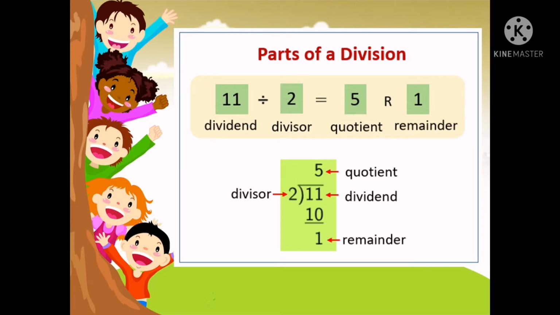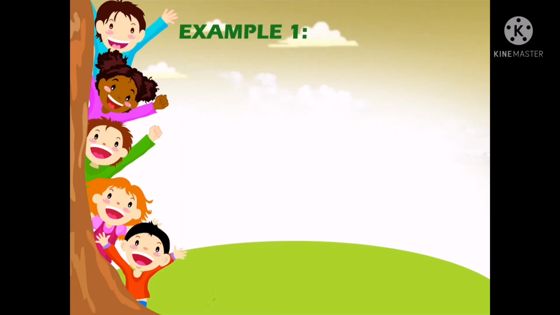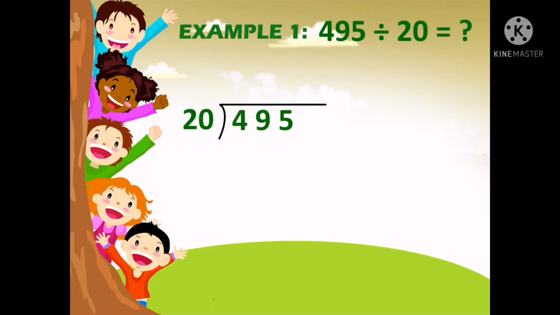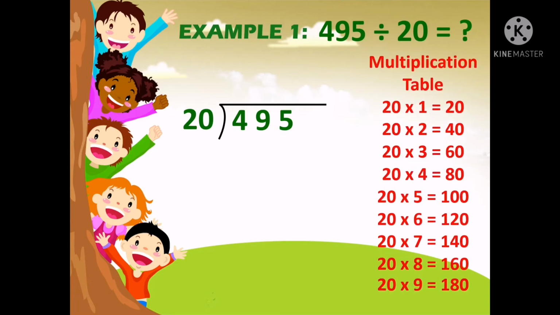Let me give you 4 examples on how we divide numbers. Example number 1. 495 divided by 20. It will be easier to divide these numbers if you write it this way. As we know, 495 is the dividend and 20 is our divisor, so we can make use of the divisor to write down the multiplication table of the divisor, or the multiples of 20, in order for us to divide these numbers easily. On the right side, if you can see on your screen, there is the multiplication table of 20, this will serve as your guide.